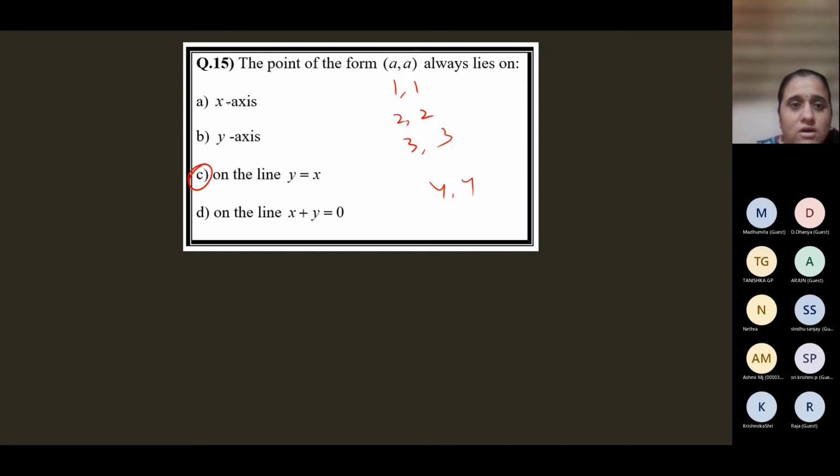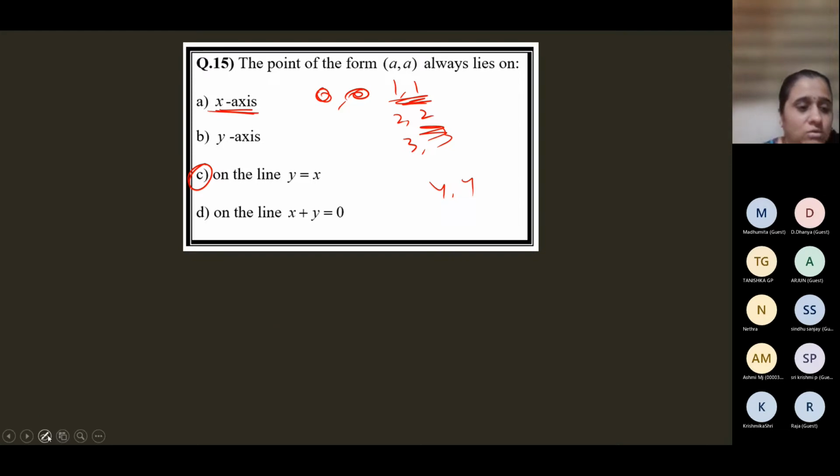So do these points lie on the x-axis? Maybe (0, 0) will lie on the x-axis and the y-axis. But what about (1, 1)? Does it lie on the x-axis? No. (2, 2)? Does it lie on the x-axis? No. Similarly, (1, 1), does it lie on the y-axis? No, (1, 1) does not lie on the y-axis.